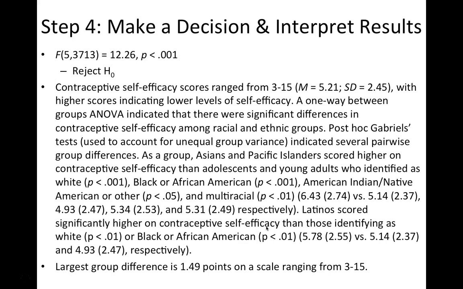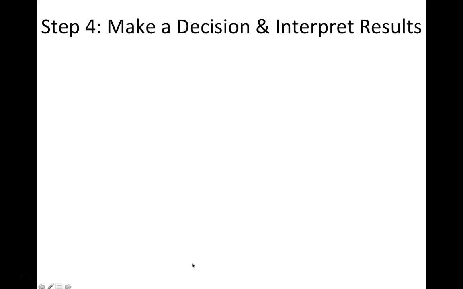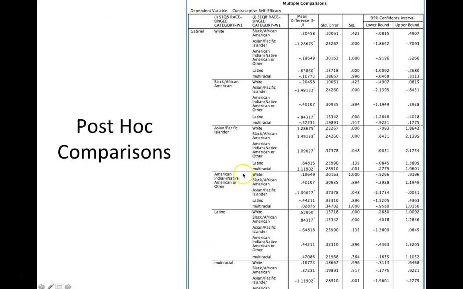And our largest group difference on this scale is 1.49 points on a scale ranging from 3 to 15. So again, we have to think a little bit about, is that important? Is that a difference that is meaningful to us when we're thinking about contraceptive self-efficacy overall? And we see where this group difference is, this 1.49, if we go back and look here. For Asian and Pacific Islanders compared to the other groups, this is the mean difference here. So this 1.49 is the largest difference that we see if we're looking at all the mean differences here.